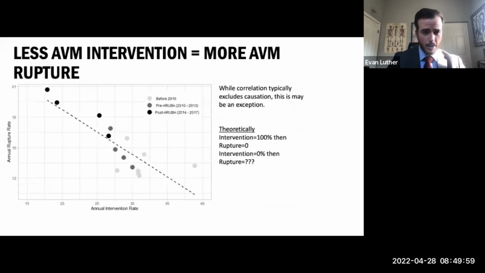So what does this mean? Ultimately what it means for us is that there was a correlation between annual intervention rates and annual rupture incidence, and they had an inverse correlation with one another. Both correlated with time, forming a relationship that we would expect in a cumulative risk model. So in general, theoretically speaking, if we perfectly intervened on every existing AVM, then AVM rupture incidence would be 0. However, inversely, if we never intervened on any AVM, then rupture incidence would plateau at some unknown level.